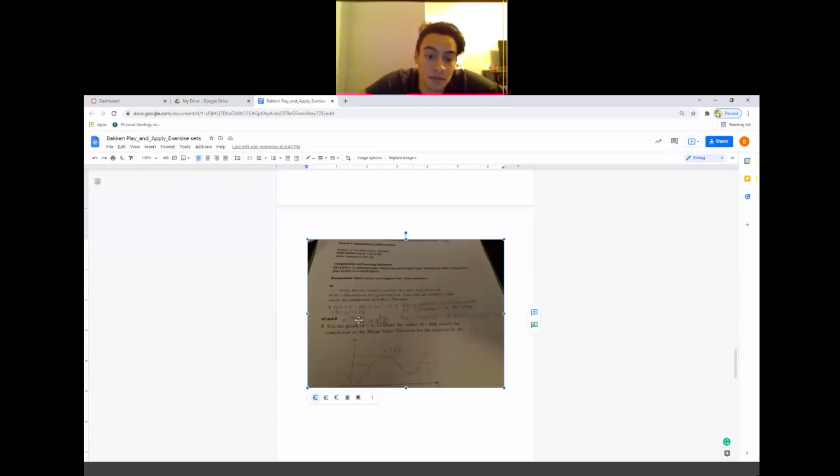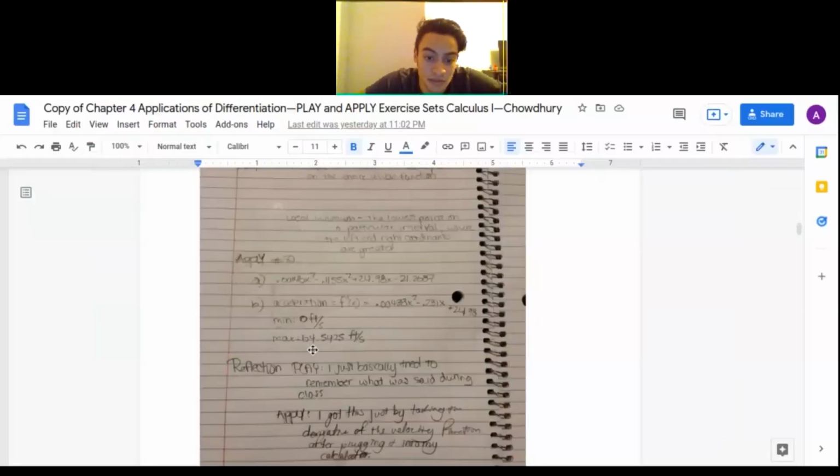So your minimum is going to be, of course, 0 feet per second of acceleration, because at 0 seconds it's not moving. And then I plugged in the max, which is at 125 seconds, into this equation, and I got that the maximum acceleration was going to be 64.5425 feet per second.